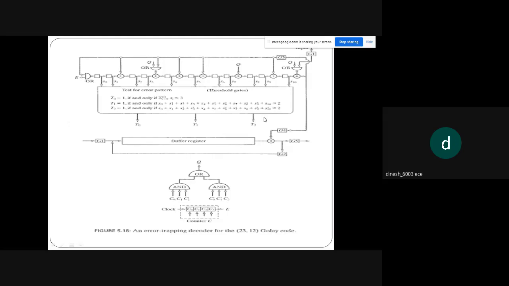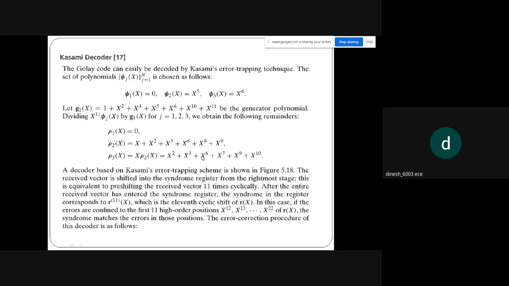So this is the error trapping scheme. Okay. This is nothing but a simple concept as what we have done in the syndrome. Only the ranges vary. So we'll have till 11 ranges. So that is the difference. Okay.